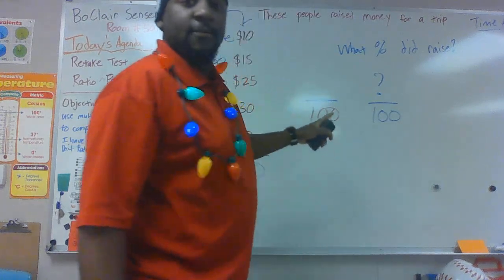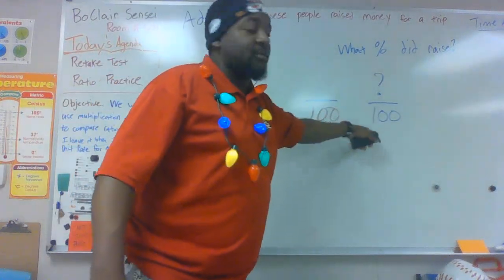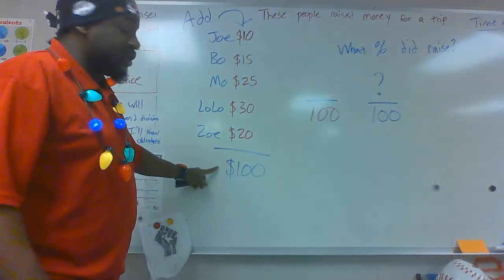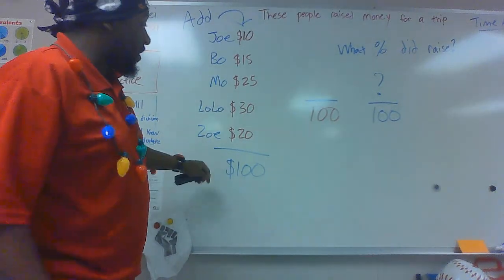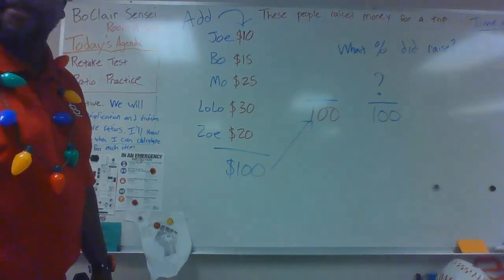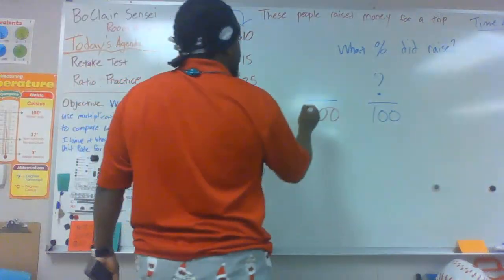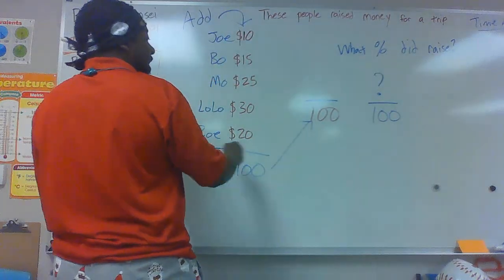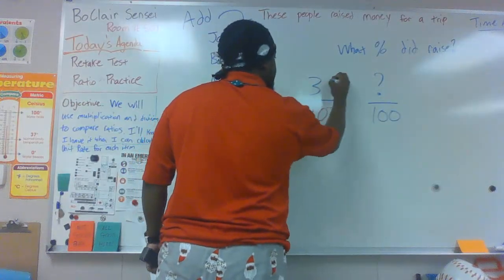So y'all, I'm still looking for the percent. So I'm going to leave my question mark over 100 on that side. 100 for mine is the total. So I'm only using $100 because that's the total when I added all mine up. So for this one, Lolo had 30.